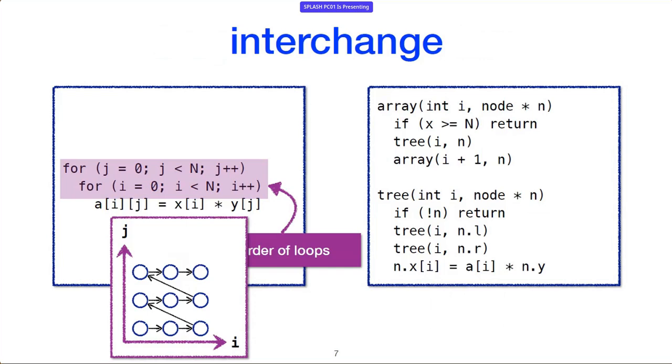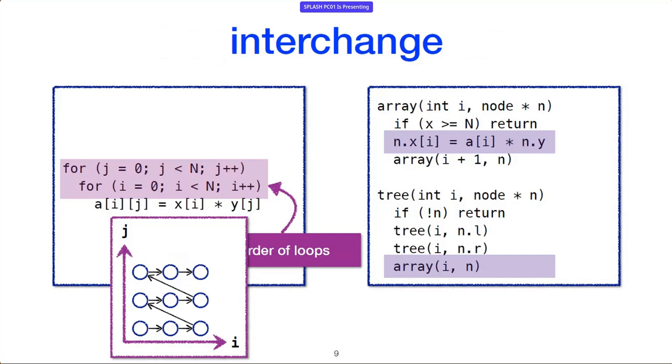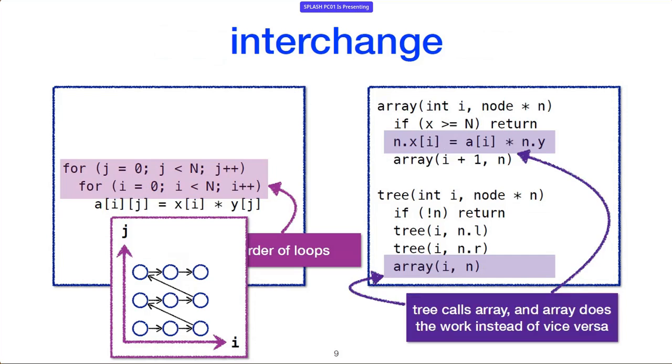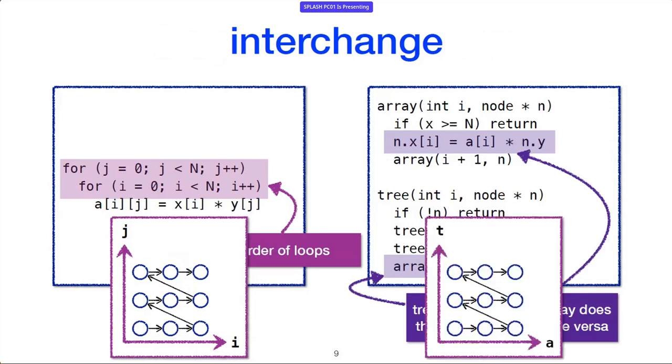So in this original code, the array function calls the tree function that goes in and does the work. But if instead I make the tree function call the array function, so now I walk over the tree, and for each node of the tree, I walk over the array, I've changed what this code does and fundamentally done exactly the same transformation on the recursive program. It's switched the schedule around in exactly the same way.